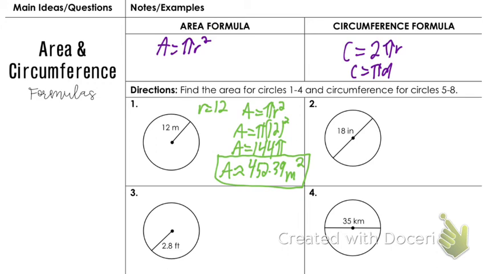Questions on number 1. What's going to be the curveball here on number 2? It already has a diameter. You're given the diameter. So what's the radius? 9 inches. So as you put this in, you have pi times 9 squared, which is 81 pi, right?